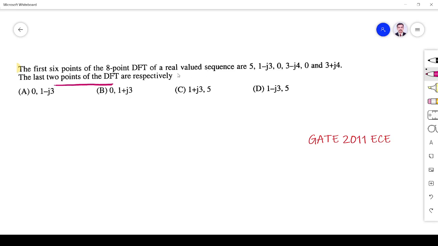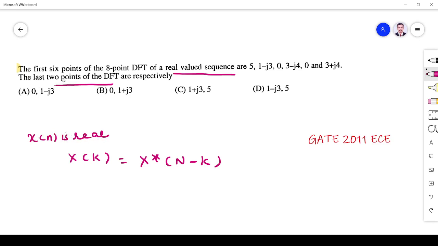So for a real valued sequence, the DFT has one property, that is X of k is equal to X star of N minus k. This is for a real valued sequence, that is if x of n is real.